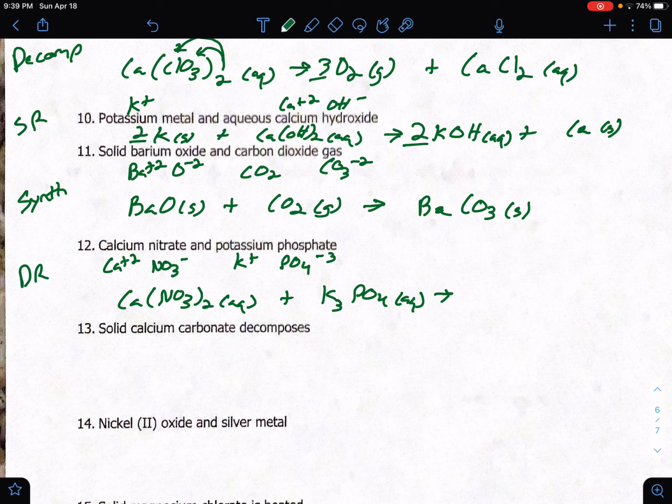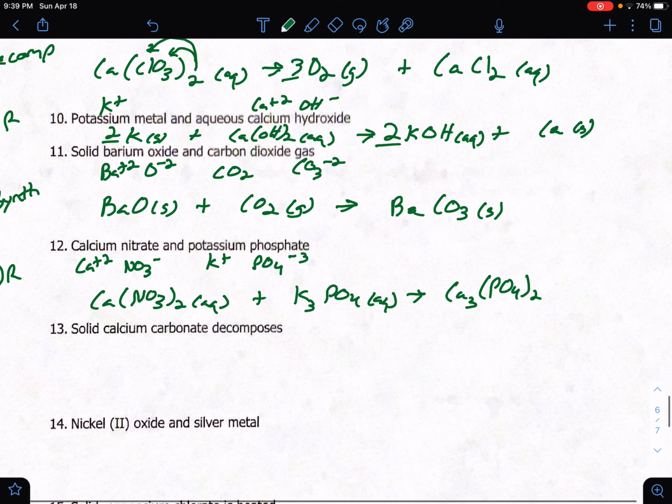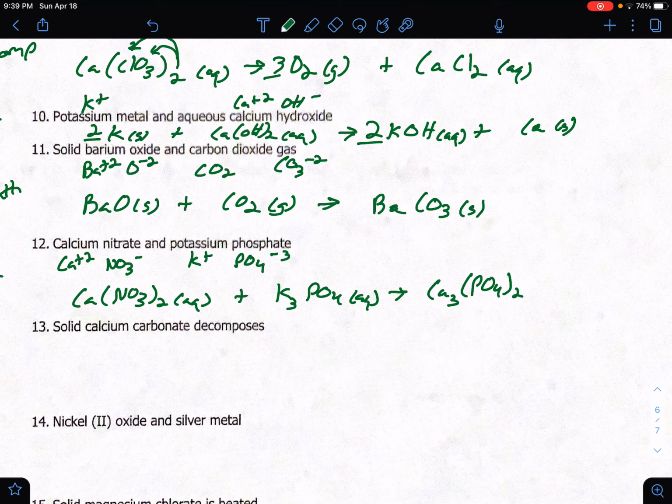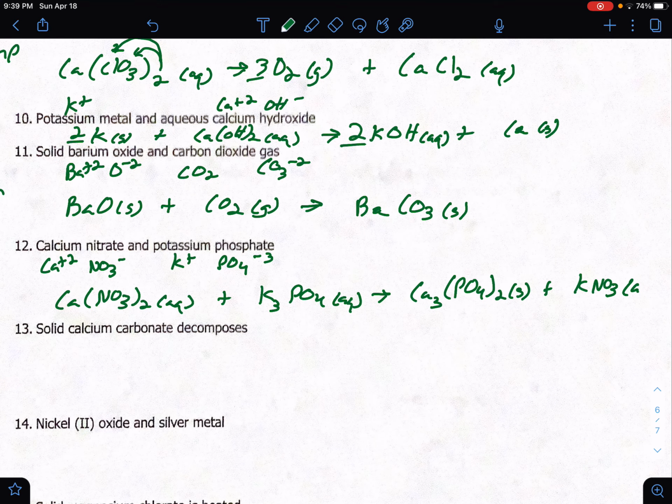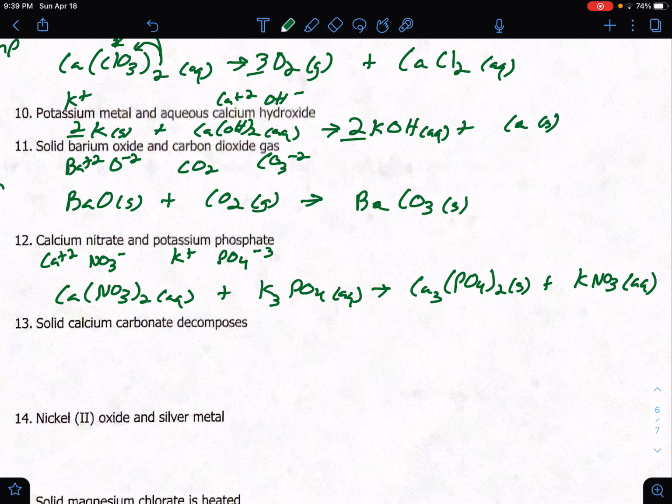So calcium's going to go with phosphate. Those are not balanced, so I'm going to crisscross. So I actually need 3 calciums and 2 phosphates. Okay, neither are on my Cash and Geo list, so this is going to be a solid. And now potassium's going with nitrate, so this will be KNO3. And this is going to be aqueous. Okay, so you can see here I made a solid from 2 aqueous. So there's one of your driving forces, to make a precipitate.